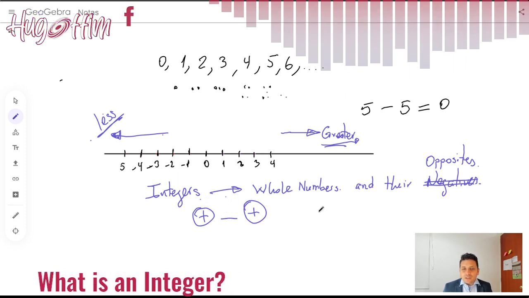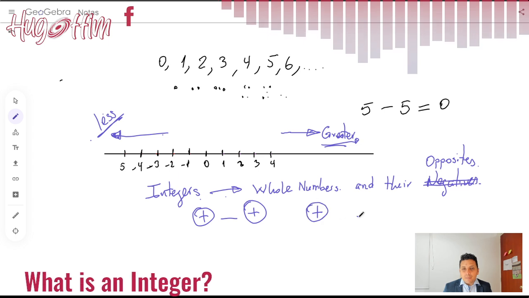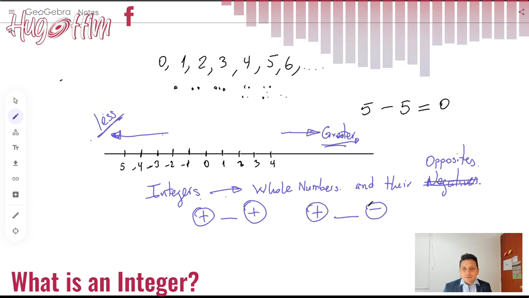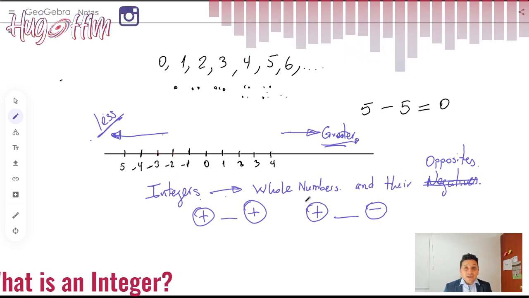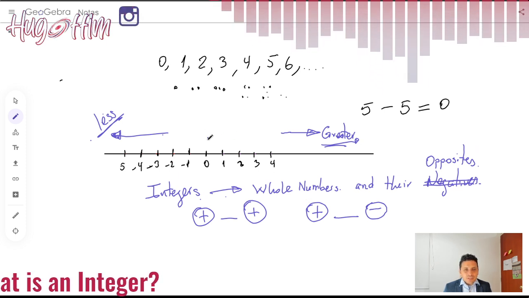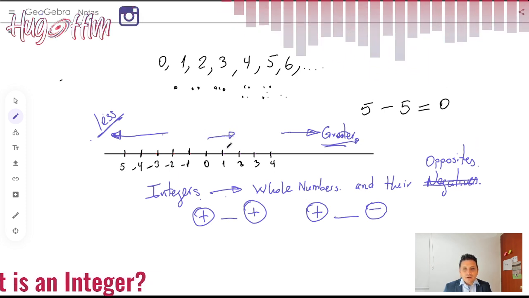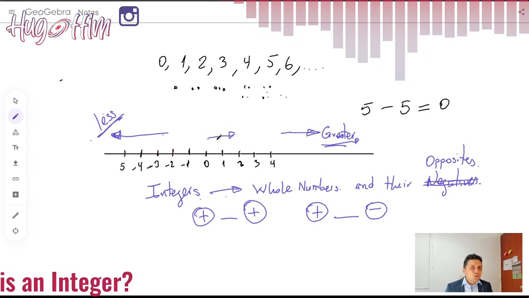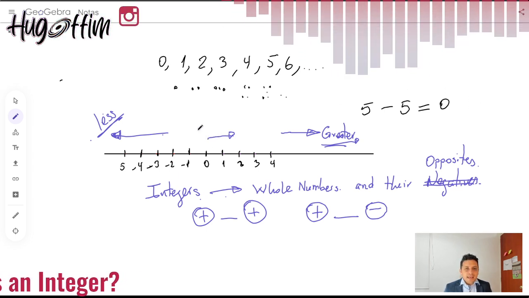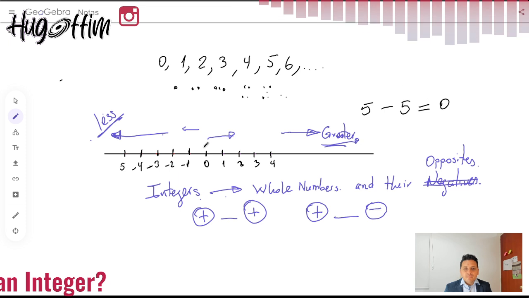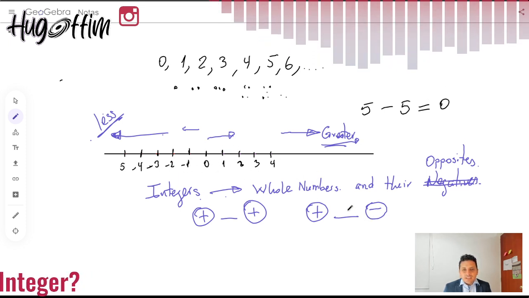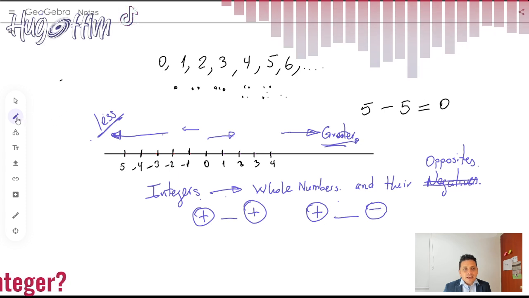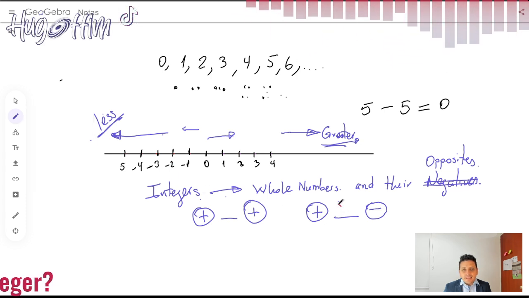Now, the other option is that you have a positive number, compare it to a negative number. What should we do? But in this case, it's very intuitive, you can see that any positive number is always to the right of any negative number. So it doesn't matter what number you choose. If it's positive, it's going to be greater than any negative number.